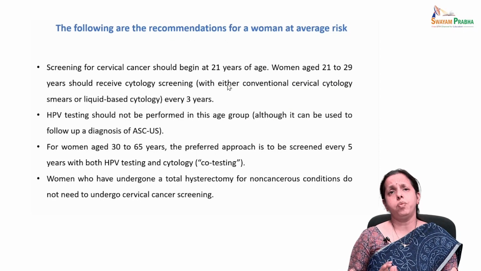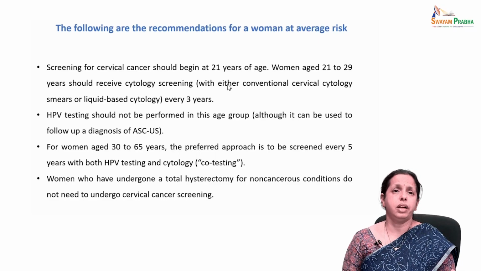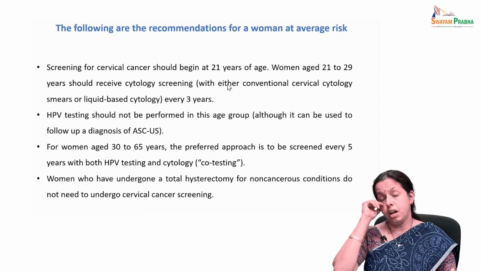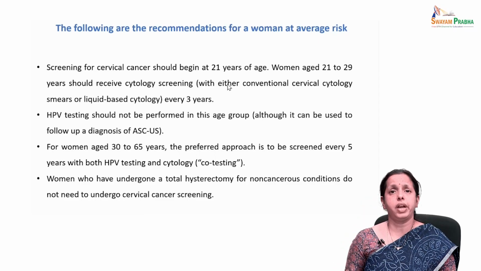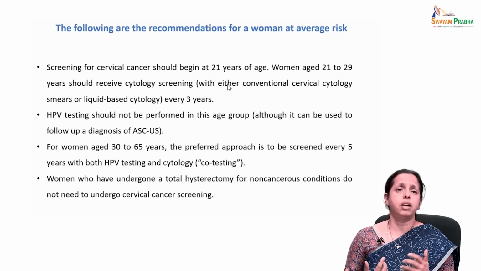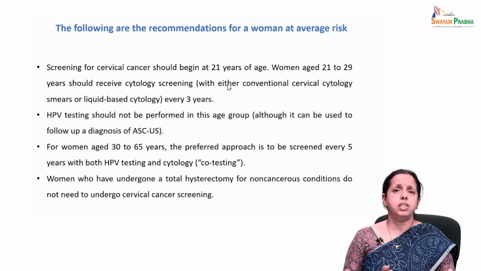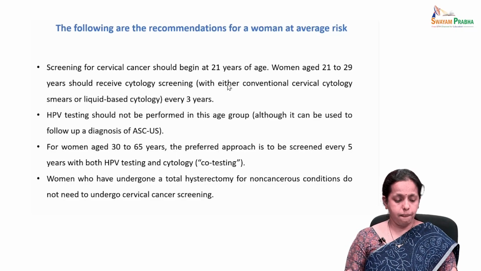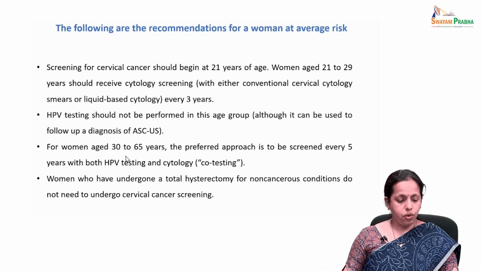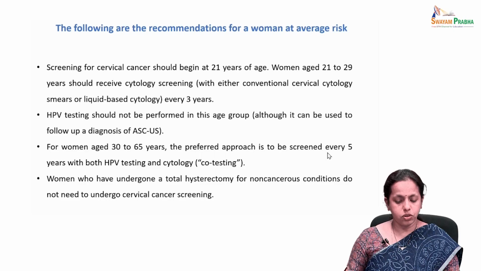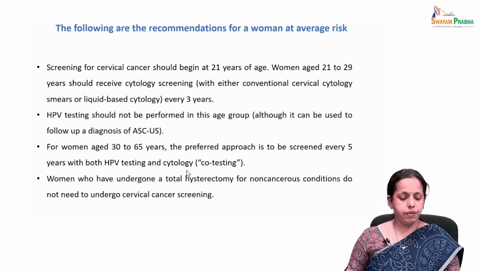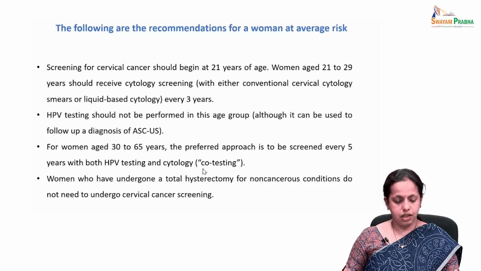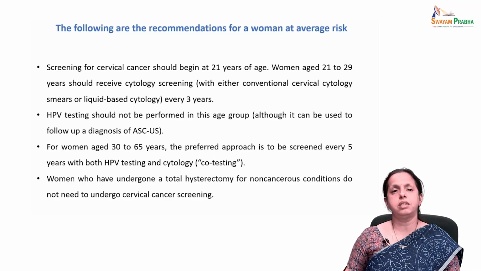These are the recommendations for women at risk for cervical cancer screening. Screening usually begins at 21 years of age. Women from age 21 can receive cytology screening with conventional cytology smears or liquid based cytology, every 3 years. For women aged 30 to 65 years, the preferred approach is screening every 5 years with both HPV testing and cytology. Women who have undergone hysterectomy need not go through this particular cervical cancer screening.